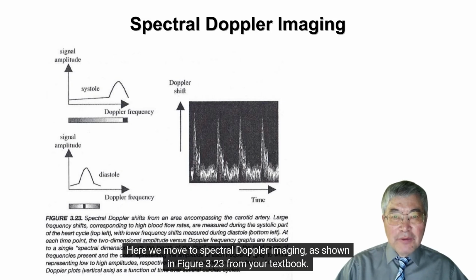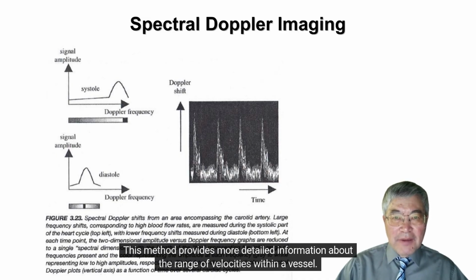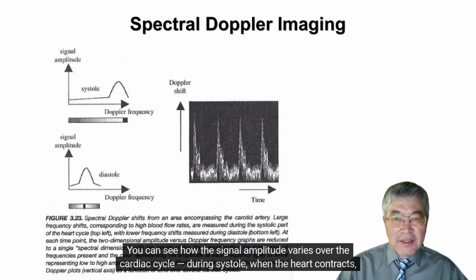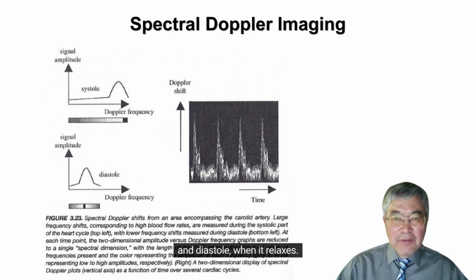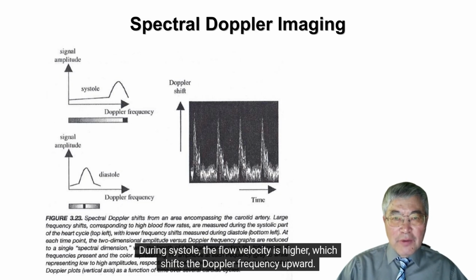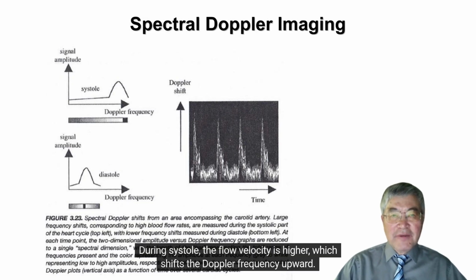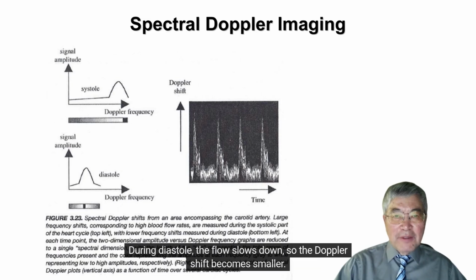Here we move to spectral Doppler imaging, as shown in Figure 3.23 from your textbook. This method provides more detailed information about the range of velocities within a vessel. You can see how the signal amplitude varies over the cardiac cycle, during systole, when the heart contracts, and diastole, when it relaxes. During systole, the flow velocity is higher, which shifts the Doppler frequency upward. During diastole, the flow slows down, so the Doppler shift becomes smaller.